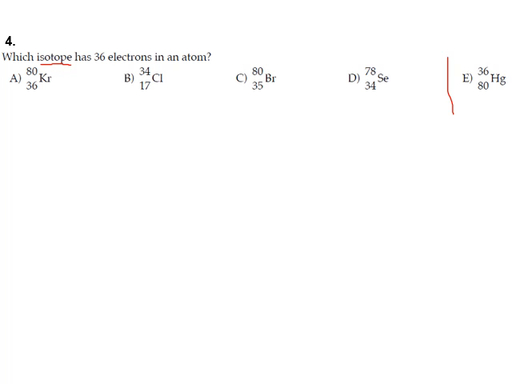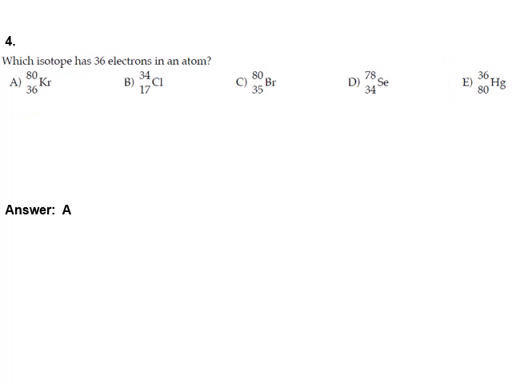So in this particular case, in an atom, that means that we have a neutral atom here. So if it's going to have 36 electrons in a neutral atom, that means it's also going to have 36 protons. So the number that is on the bottom in most of these cases is going to be the number of protons, and that's going to be answer choice A here. So A is going to be our answer because it has 36 protons.